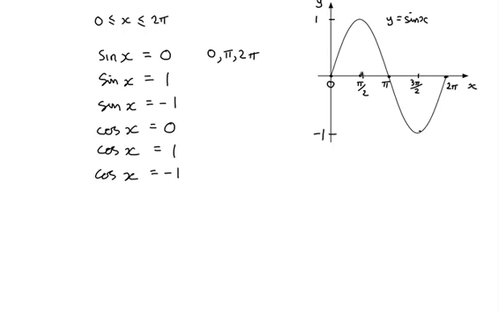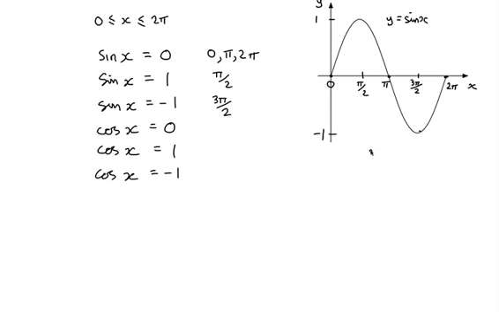Sine x equals 1. That happens when the angle's pi upon 2. The sine of pi upon 2 is 1. Height is 1 in the graph. So pi upon 2, only one solution for that. And sine x equals -1. Height -1 happens for the angle 3 pi upon 2. So when x is 3 pi upon 2, sine of x is equal to -1.